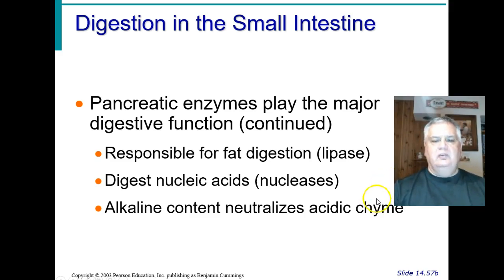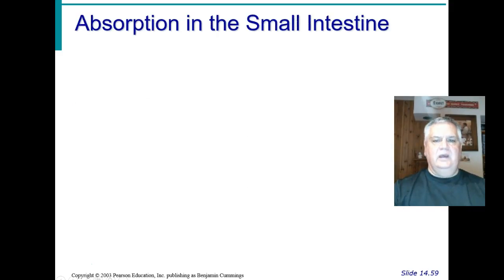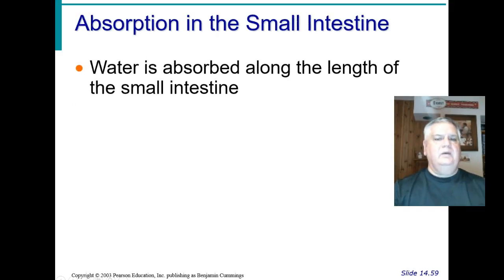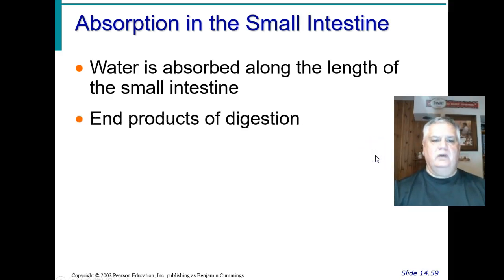The pancreatic juice, by the way, is also very alkaline. It has a higher pH. That's going to be very important because that's going to help to neutralize that hydrochloric acid that's in the chyme, and it's going to help to bring the pH of the chyme back up to help to not cause damage to the wall of the small intestine. Now, in addition, there's a lot of water that's going to be absorbed along the length of the small intestine. But most of the water is going to be reabsorbed in the ileum.